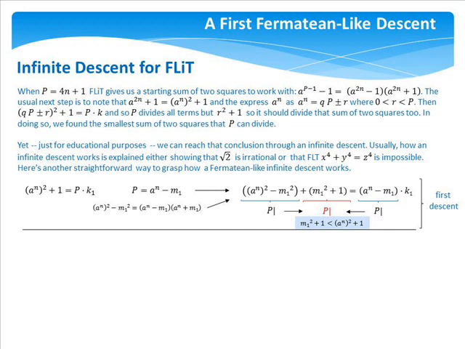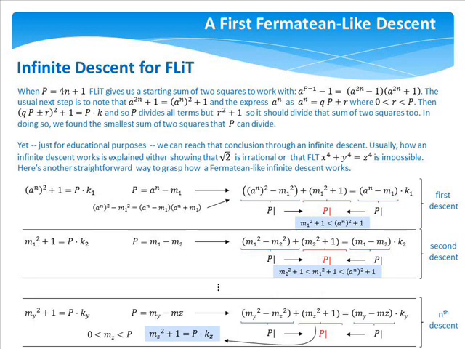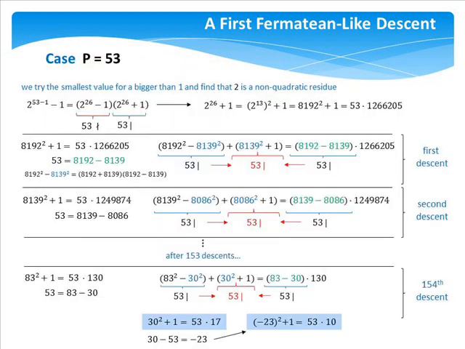That sum of two squares is smaller than a raised to 2 times n plus 1, and so we have in fact a descent. That step can be done again and again until we reach the smallest sum of two squares that p can divide, where m sub z is bigger than 0 but smaller than p. There we have in fact an infinite descent. Here we have an infinite descent applied to prime 53. It's really an infinite descent, not practical at all.